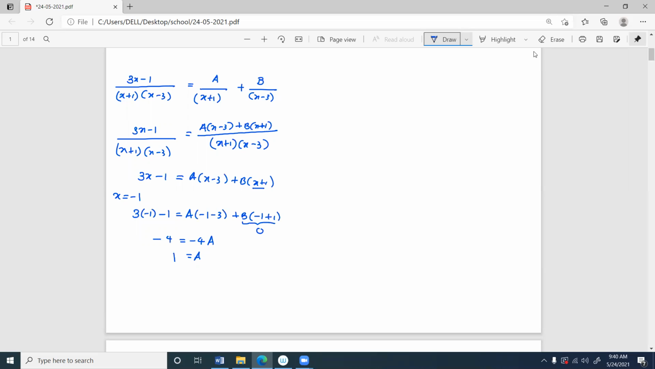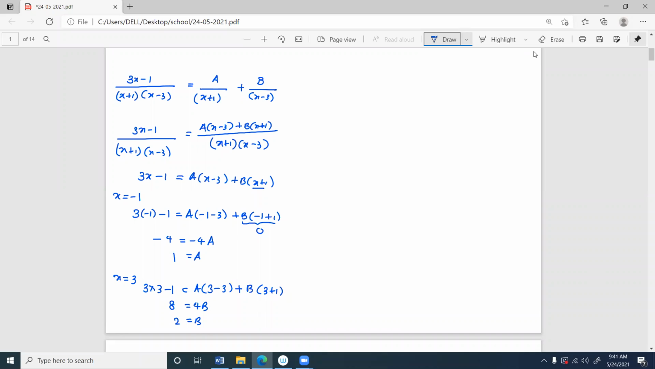This is pretty simple. Then, to find the value of B, I can make this bracket 0. How can we make it? By making x equal to 3. Now look at this: if I put 3 here, it becomes 0. So you can write 3 times 3 minus 1 equals A times 3 minus 3 plus B times 3 plus 1. That works out to 9 minus 1, which is 8, equals 4B. Therefore, B equals 2.